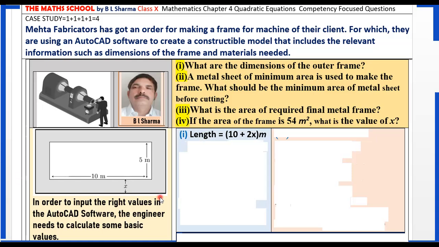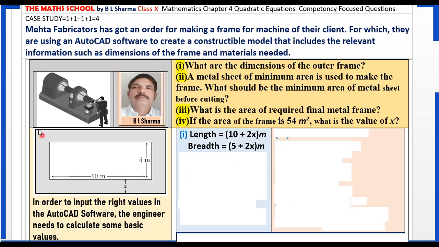And now we come to breadth. Breadth is this. It is 5 meter. This is x meter. And this is also x meter. So total breadth is x plus 5 plus x, that is 5 plus 2x meter. And this is answer of the very first part of the question. The dimensions of the outer frame: length is 10 plus 2x meter, and breadth is 5 plus 2x meter.